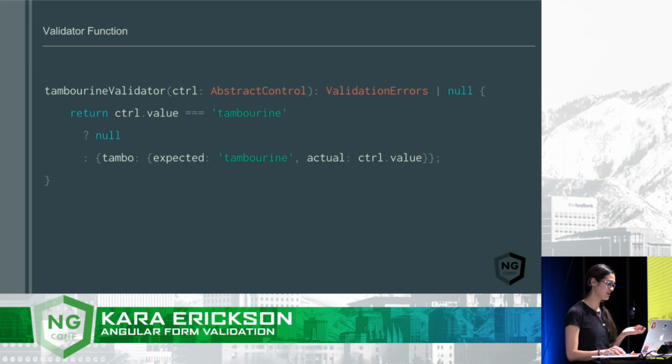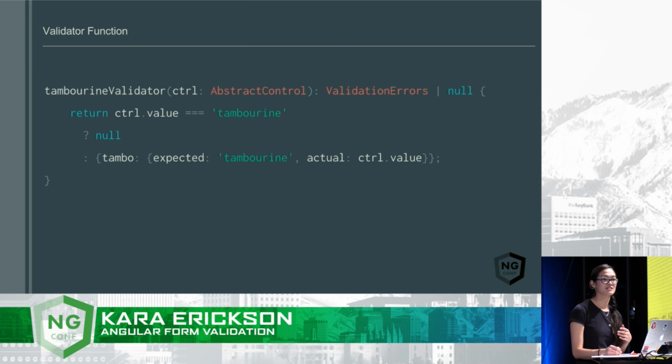powerful feature. So here we have a really important validator function called tambourine validator, and it just checks to see whether the control's value is tambourine. Useful. So if it is, great, we'll return null, which will translate to valid. And if it's not tambourine, then it'll return an error map with some helpful information, and that will translate to invalid.